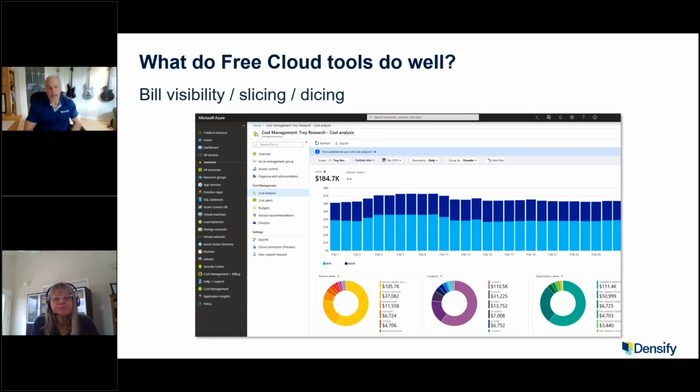Now, what do the tools actually do well? The very first thing they all provide, and they do a really nice job on, is the bill slicing and dicing, the visibility: who is spending what in my public cloud and when, is it getting higher, is it getting lower, and the ability to slice and dice that data. And they all do a pretty good job. Would you agree with that, Brenda? Yeah, more often than not, certainly as they get going, that's more than sufficient for the requirements.